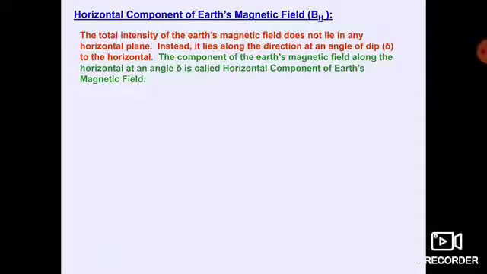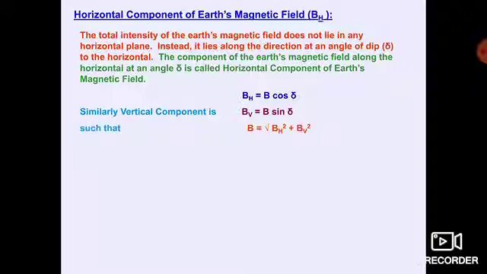The horizontal component of Earth's magnetic field, BH. The total intensity of Earth's magnetic field does not lie in any horizontal plane. Instead, it lies along a direction at an angle of dip delta to the horizontal. The component of Earth's magnetic field along the horizontal is called the horizontal component of Earth's magnetic field. The horizontal component is B cos delta, the vertical component is B sin delta, and the total will be the square root of BH squared plus BV squared.